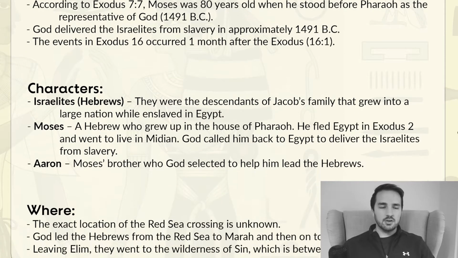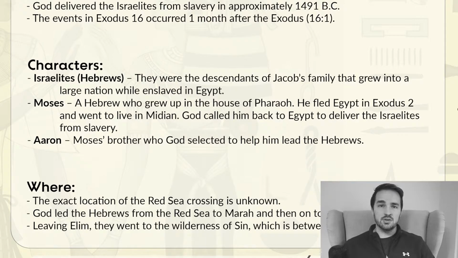In terms of our main characters in this chapter, we have the Israelites. They're also known as the Hebrews. They were the descendants of Jacob's family, of his 12 sons that grew into a really large nation during the time that they were enslaved in Egypt. They're now going into the wilderness as they make their way to Canaan, the promised land.